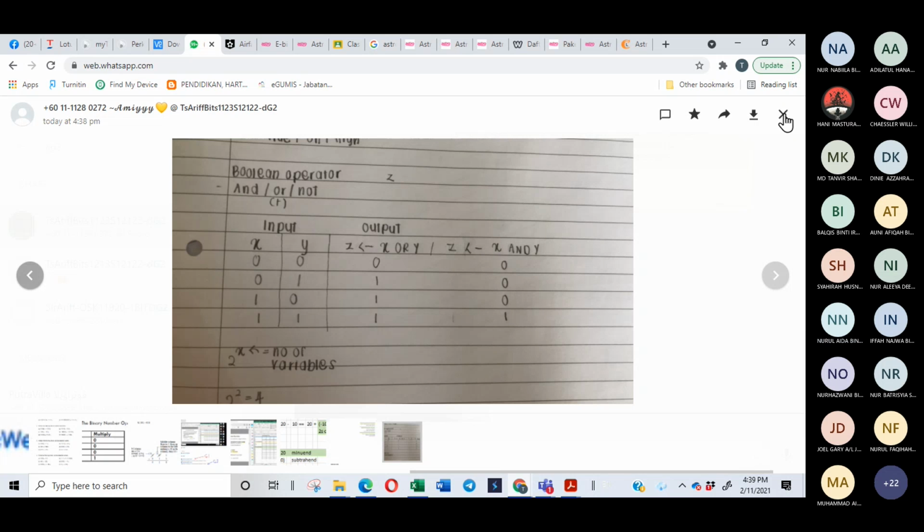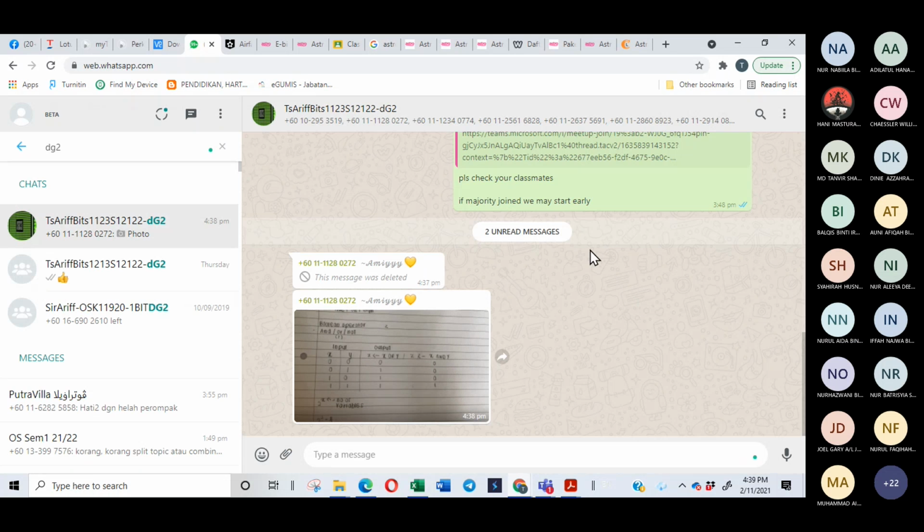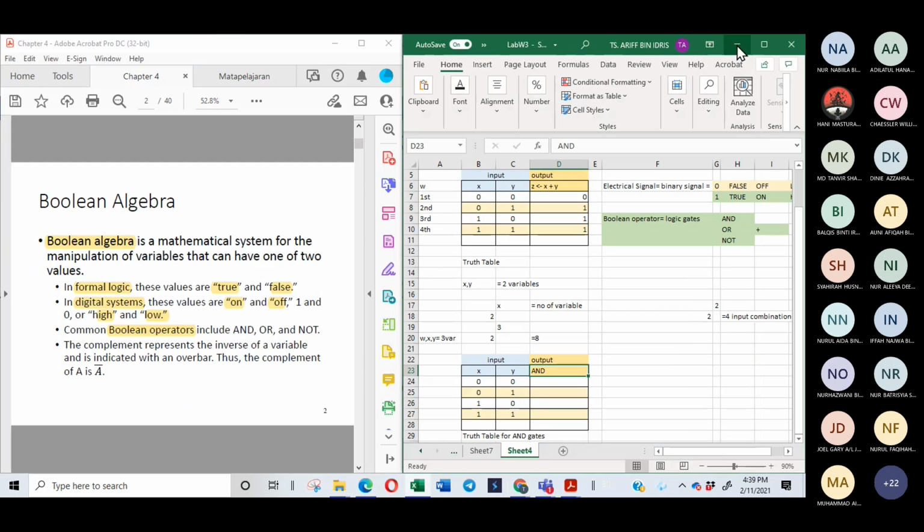Excellent, Shafiqah. Bonus mark for Shafiqah. This is what I'm waiting for from you. I hope you can participate like Shafiqah. If possible, maybe you can share your screen to show your answer. From the next question onwards, I will ask somebody to share the answer, so please be prepared when I give you time to figure out the answer. Well done, Shafiqah.